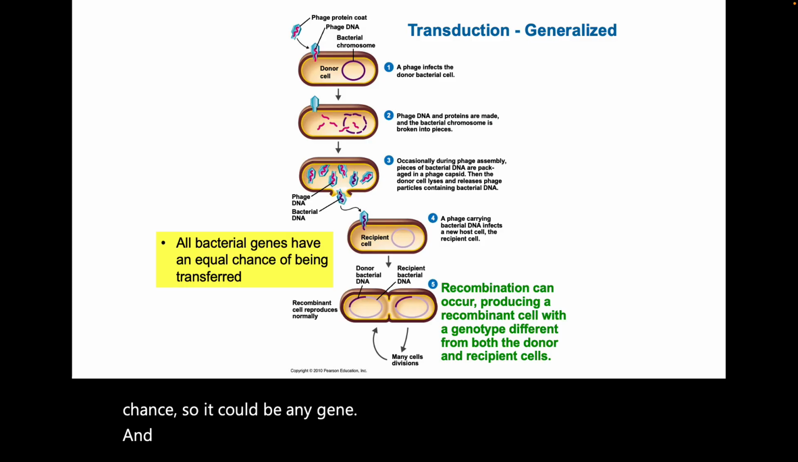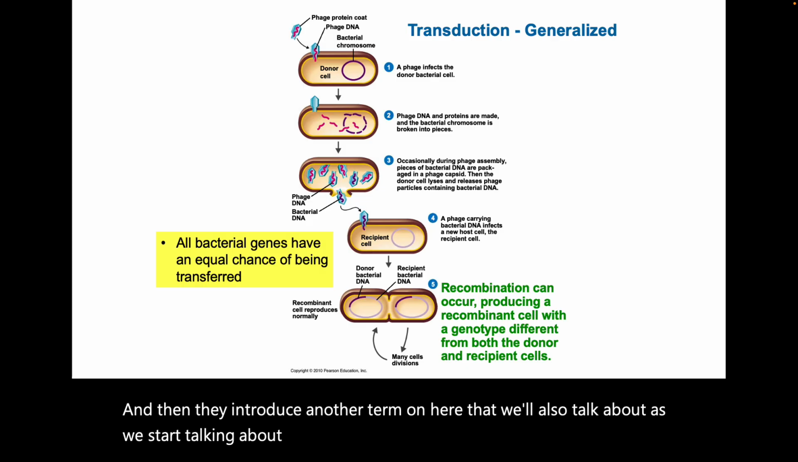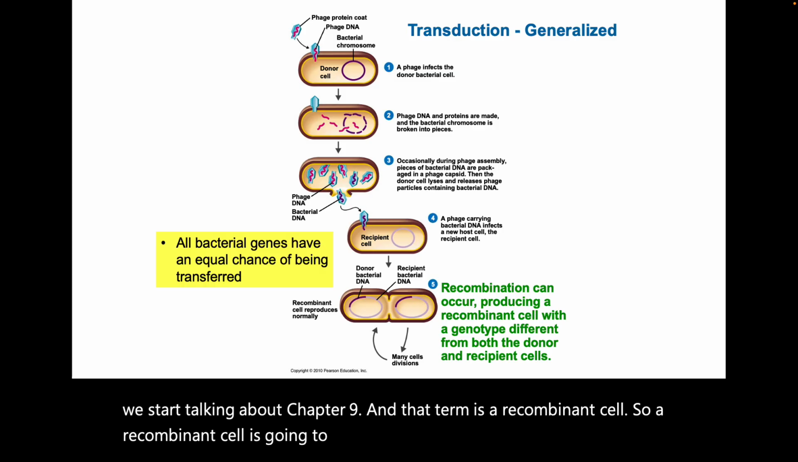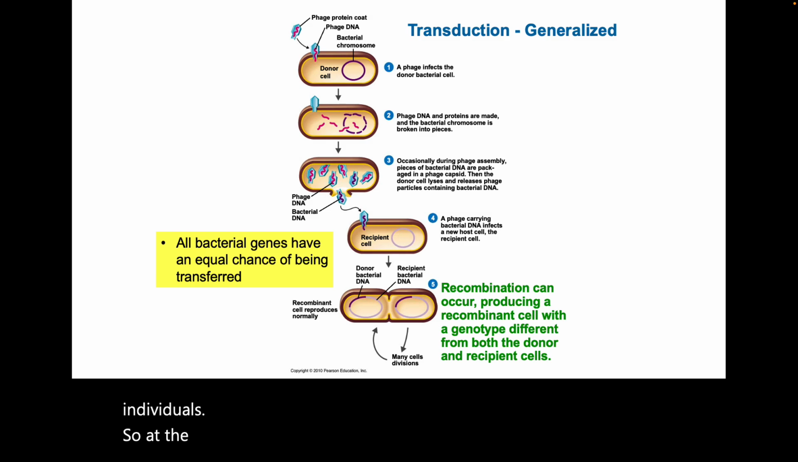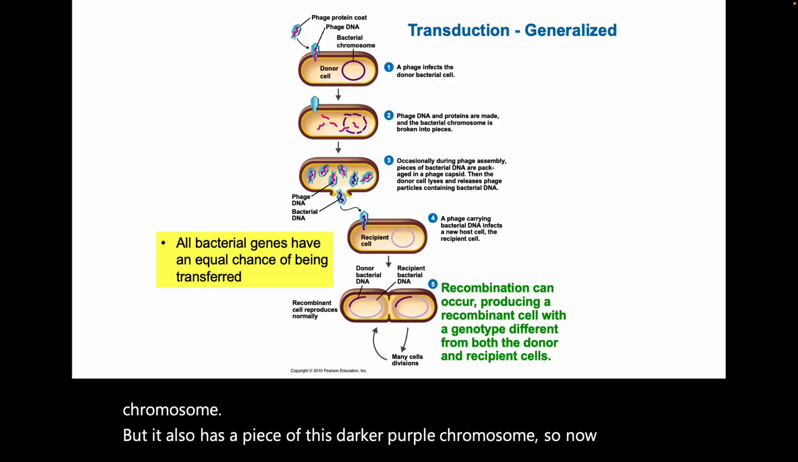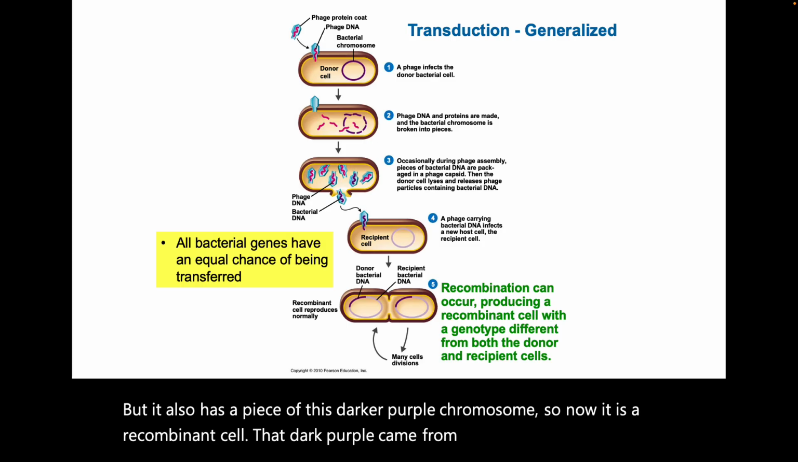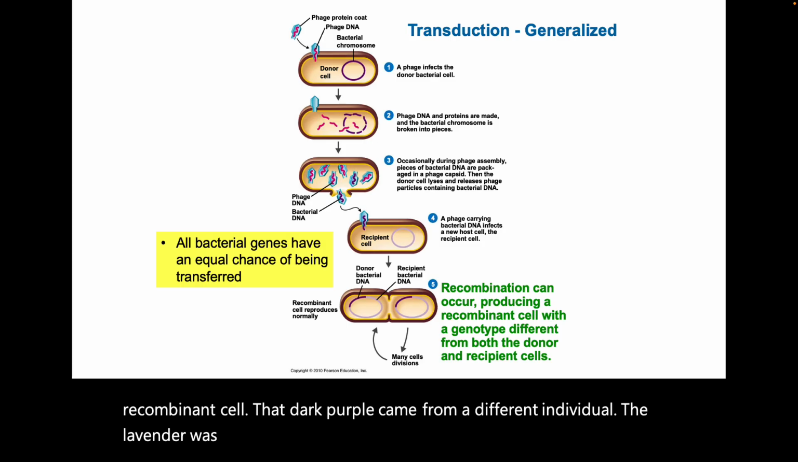And then they introduce another term on here that we'll also talk about as we start talking about chapter 9. And that term is a recombinant cell. So a recombinant cell is going to be a cell that contains DNA from 2 different individuals. So at the bottom, the new cell that's been infected has its own lavender chromosome, but it also has a piece of this darker purple chromosome. So now it is a recombinant cell. That dark purple came from a different individual. The lavender was its own. So now you have a cell that has DNA from 2 different individuals, a recombinant cell.